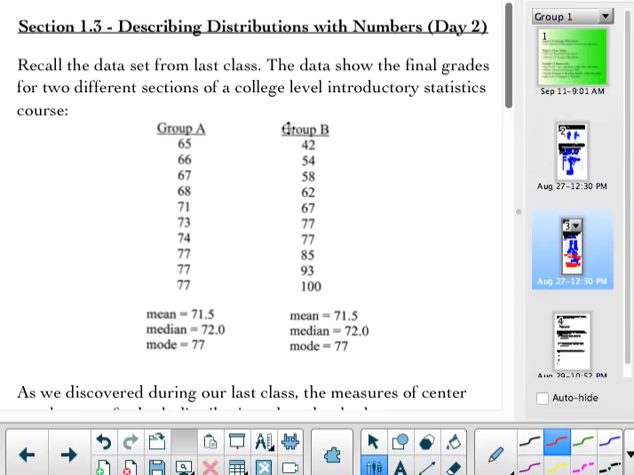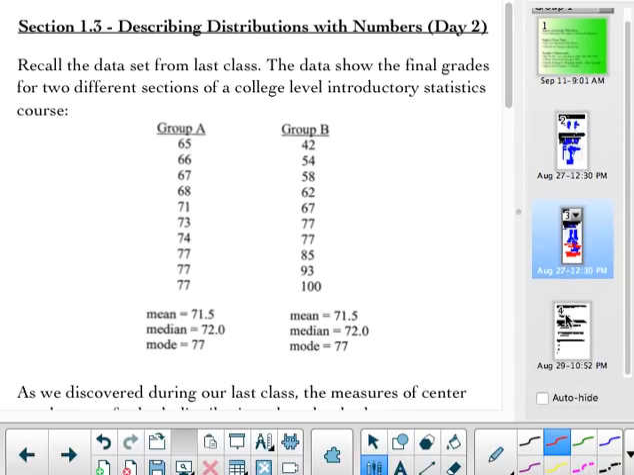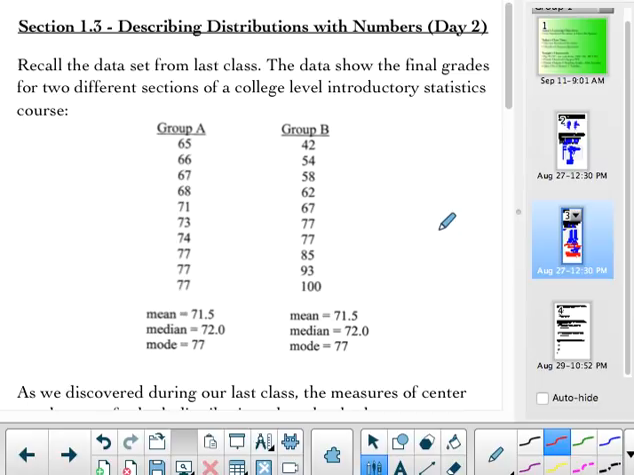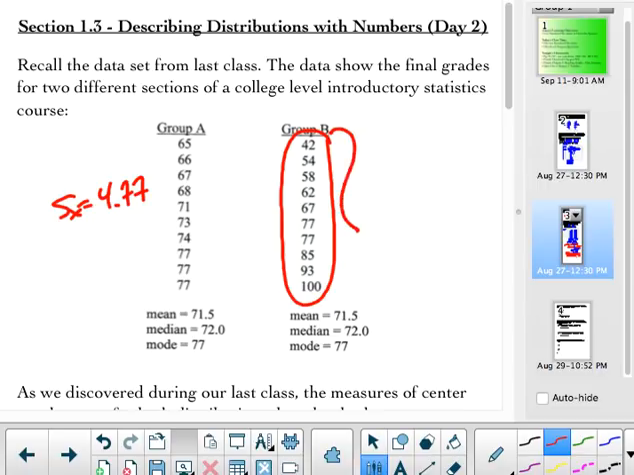Okay, so let's see here. If you take a look at the next slide, what we'd like to think about conceptually is what happens to the following measures if one of the scores changes. I'm going to back up just a second, because I have one more question for you. This group A data set had a standard deviation of 4.77. Would this data set have a higher or a lower standard deviation? Take a second to think about that, and we'll come back in a sec.